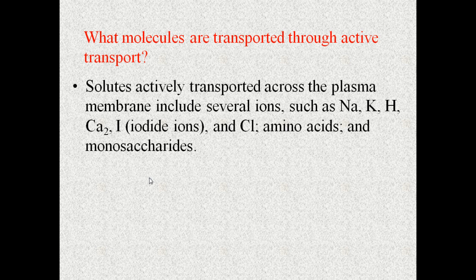Now you have to understand clearly what kind of molecules are transported through active transport. Solutes actively transported across the plasma membrane include several ions. What are the ions? Sodium, potassium, hydrogen, calcium, iodide, and chloride ions. You would have studied symporters and antiporters, and many examples: the sodium potassium pump, that is the sodium potassium ATPase; the hydrogen pump, hydrogen ATPase; the calcium pump, calcium ATPase.